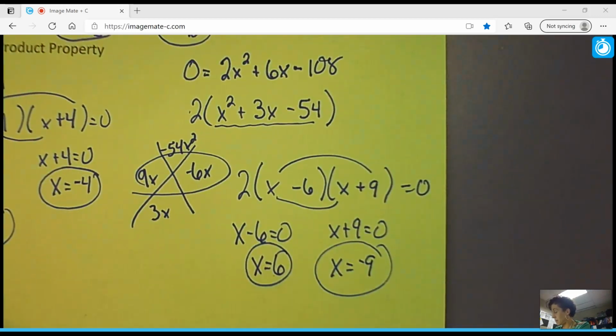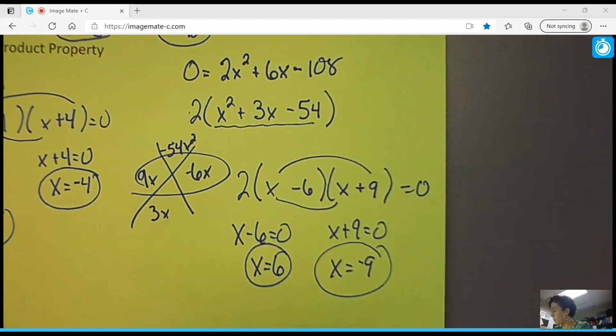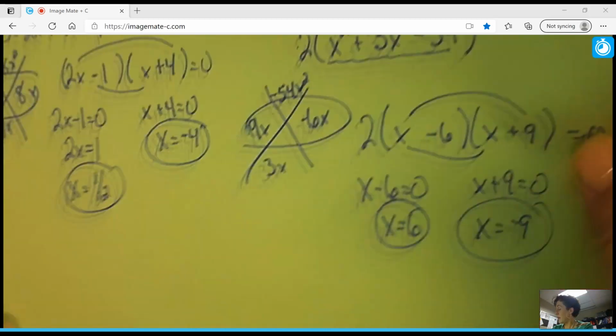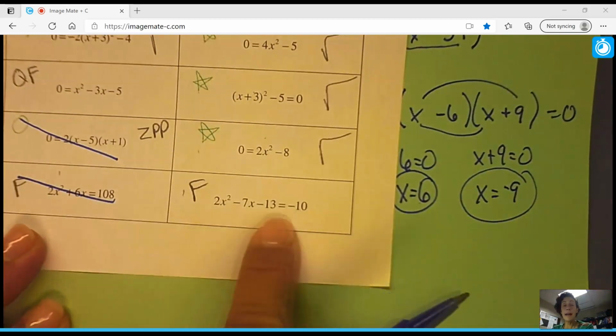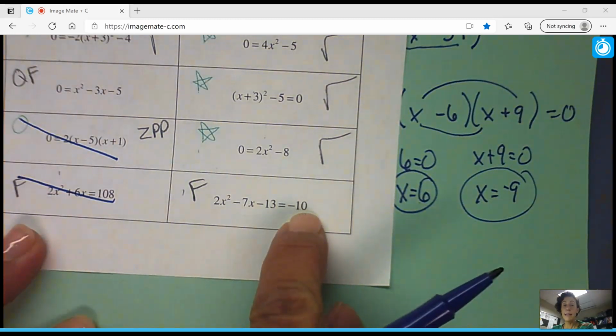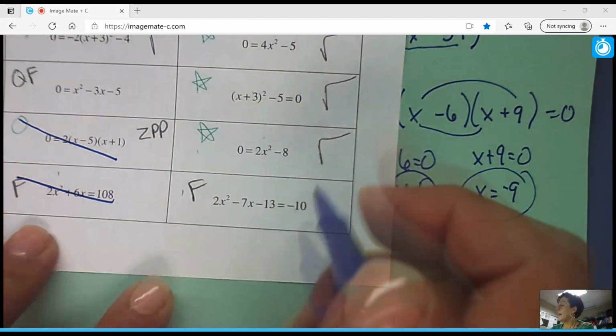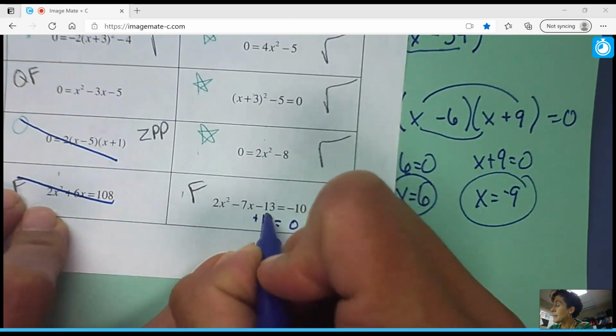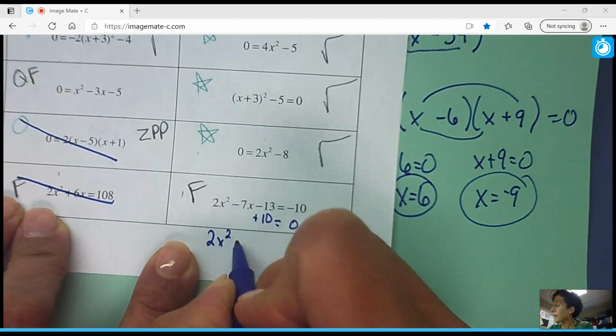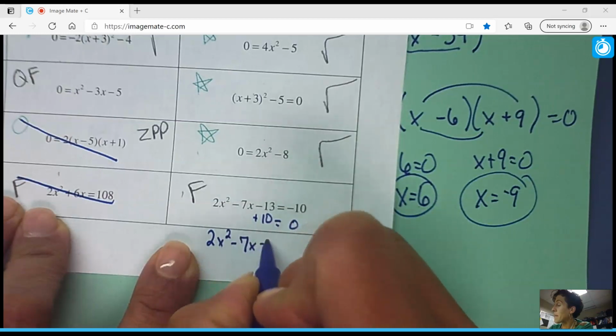All right, we've got one more factoring problem. Let's see, which one do I still need? Yeah, one more problem. So the last problem looked like this. So notice it did not start in standard form. So what we had done is we had added the 10 over. And when you add the 10 over, this becomes 0. And when you add 10 to this number, it became 2x squared minus 7x minus 3.